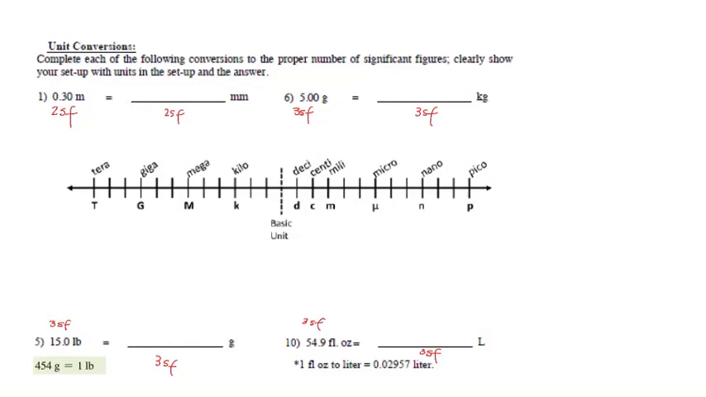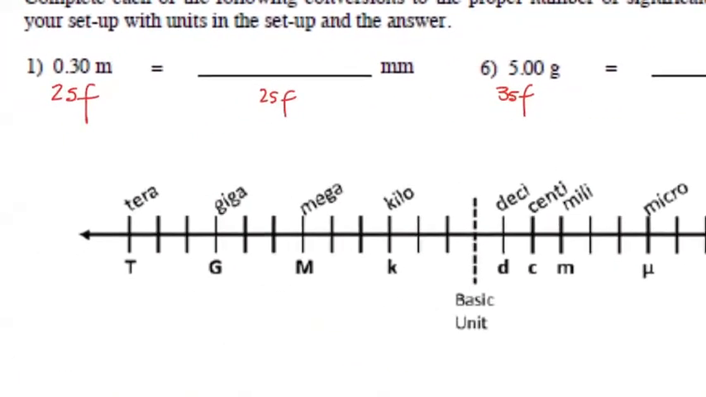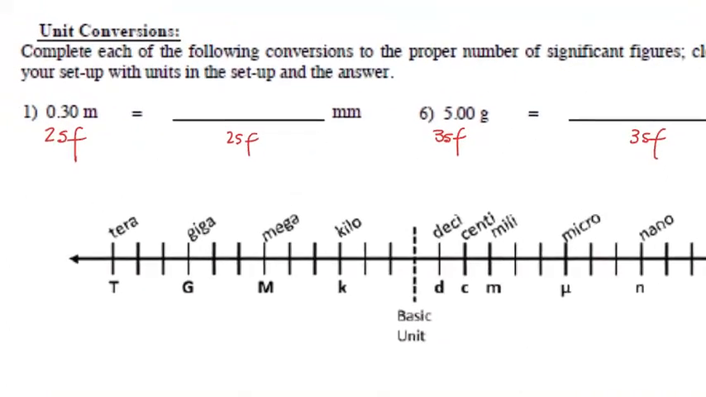So you can see here that in problem number 1, we are converting from M, which stands for meters, and we are converting this to MM, which stands for millimeters. Remember, when we look at our number line, even though you see an M there, that is not meters, that stands for milli, okay? So this M is not meters, that M is milli. So where in this number line does meter live? Thank you, Katie. In the basic unit. So meters lives here.